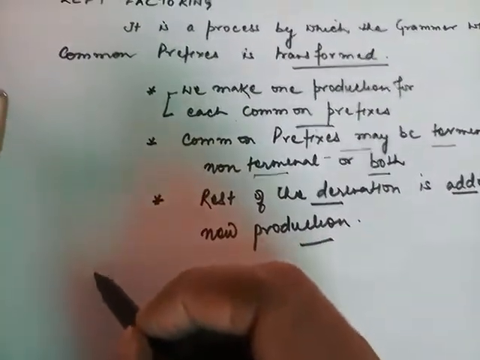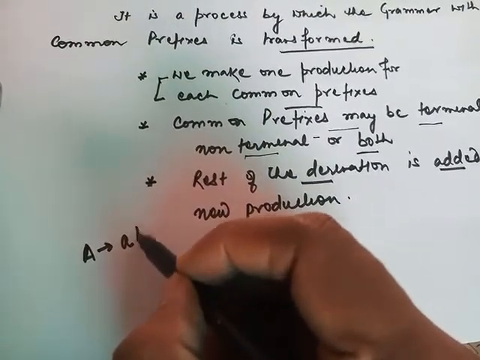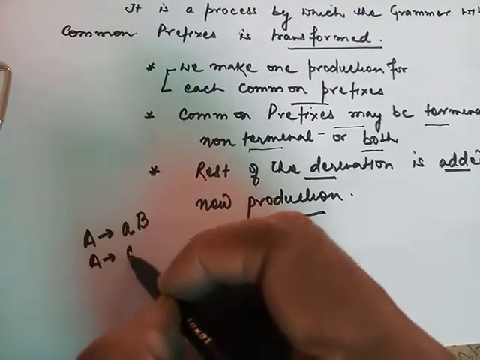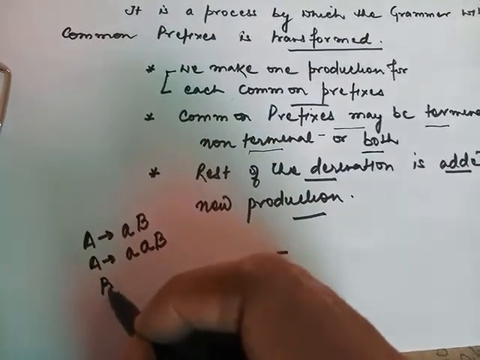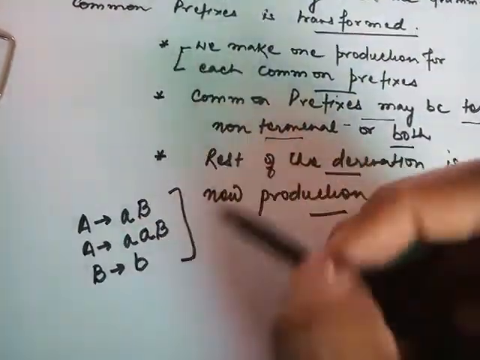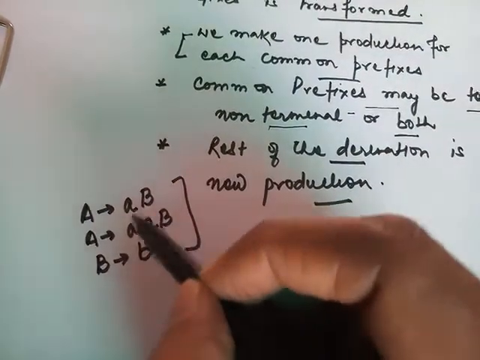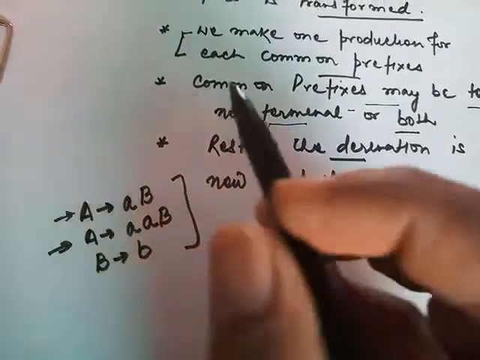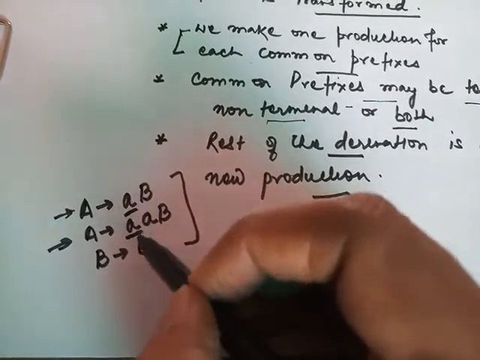Just see, if I say that we have a production A derives AB. This is the first production, and then your second production is again A derives A, and then B, and your third production is B derives small b. Just assume these are the three production rules that you have, and you have to find out whether it is a non-deterministic or deterministic grammar. As you can see, in the first two productions the left hand side non-terminals are the same. On the right hand side, you can see that A is common in these two productions.